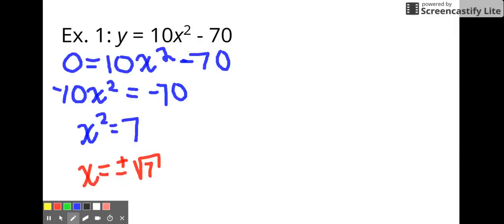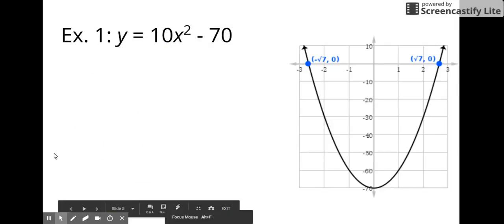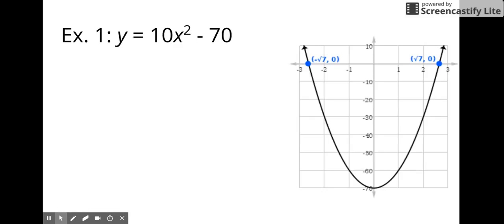So let's look at what that means and how we can check our answer. By saying we solved this quadratic by the square root method and finding that our solutions are x equals plus or minus square root 7, that means that we have an x-intercept at positive square root 7, 0, and another x-intercept at negative square root 7, 0. We can also check algebraically that we did this correctly by substituting in what we think x should be into our equation and seeing if y really is 0.